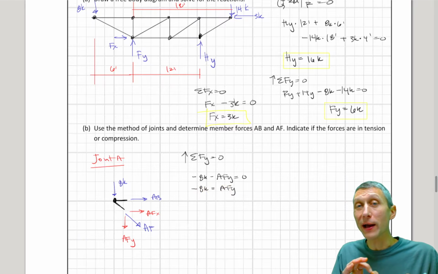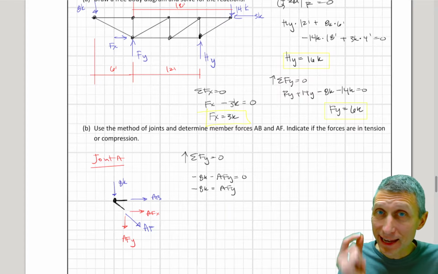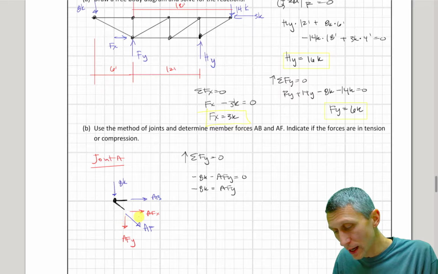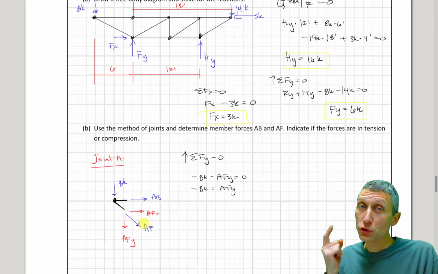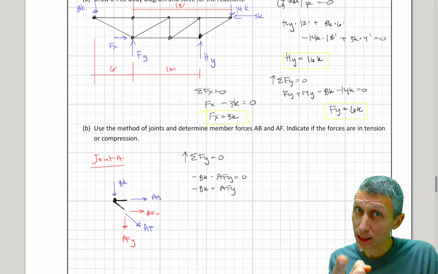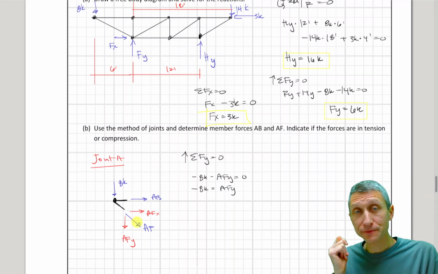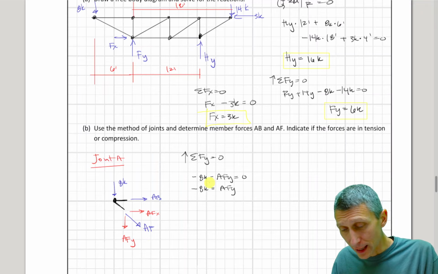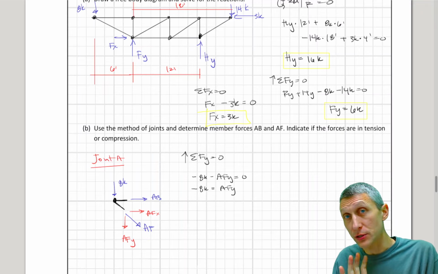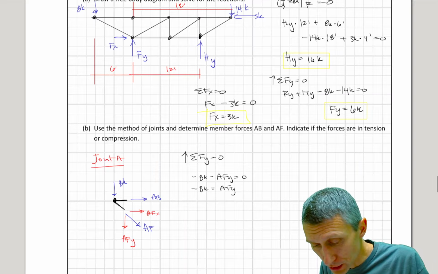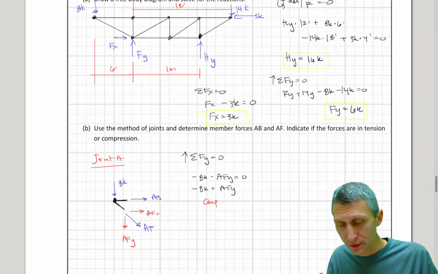What I see is AFY is negative 8 kips. That negative sign means my initial arrow is drawn in the wrong direction. So it's in compression. I assumed it in tension, but that negative sign says this arrow is in the wrong direction, so it's actually in compression. Okay, so that's the first step, is just to solve for that.